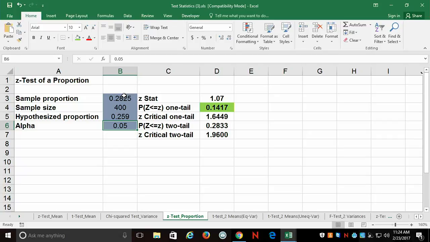Why not? What could I do maybe to get more evidence so that I can make this claim? If I make this claim now, there's a 14% chance I'm wrong. How can I get more evidence? Sure. What if I sampled 1,000? And let's say the proportion came out to still be 28.25%. Now, what can I tell my boss?